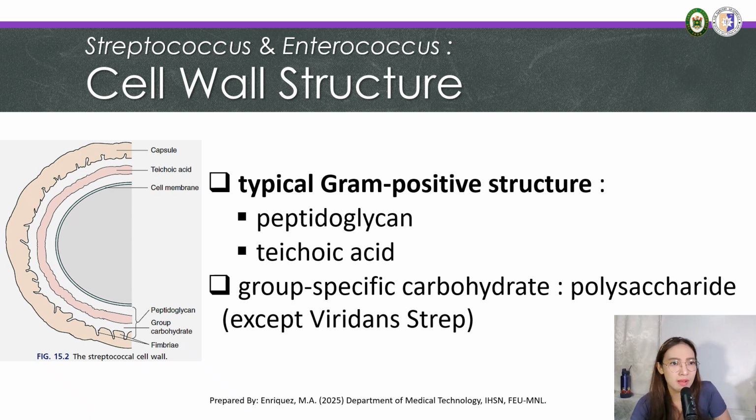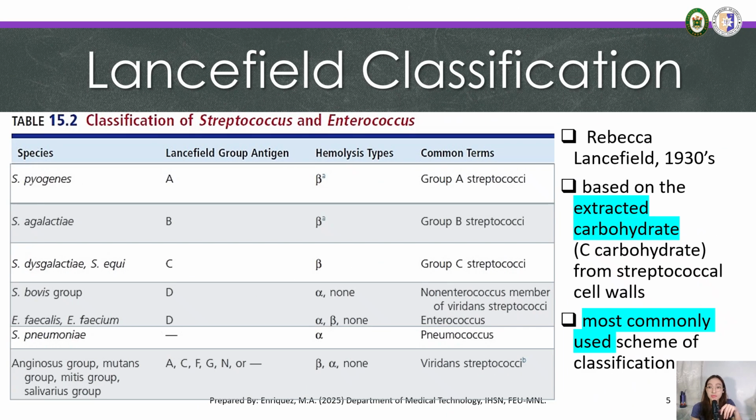Now, let's find out, ano ba ang significance ng polysaccharide structures na ito? These polysaccharide structures are the basis for the Lancefield classification. So the Lancefield classification is based on a serologic method that depends on the polysaccharide antigens that are present on these streptococcal cell walls. This is also the most commonly used method of classification for Streptococcus species and other similar organisms. So yung flow po ng discussion natin will follow the Lancefield classification.